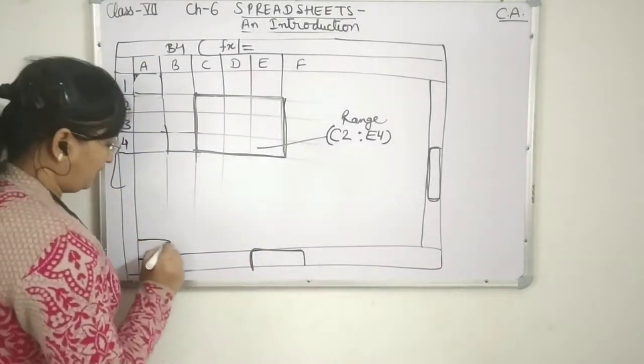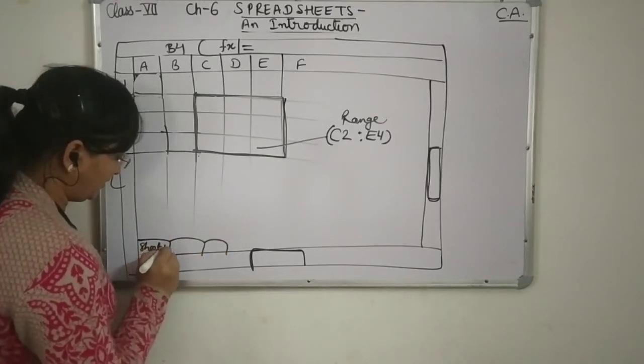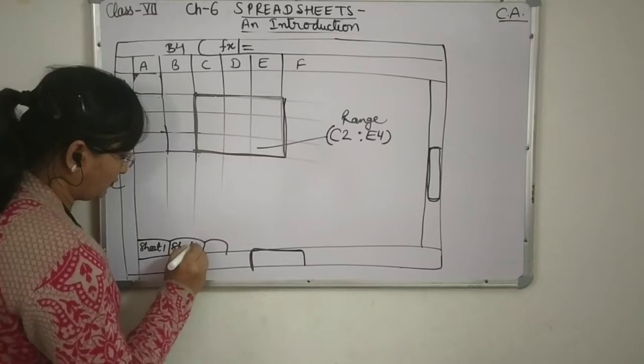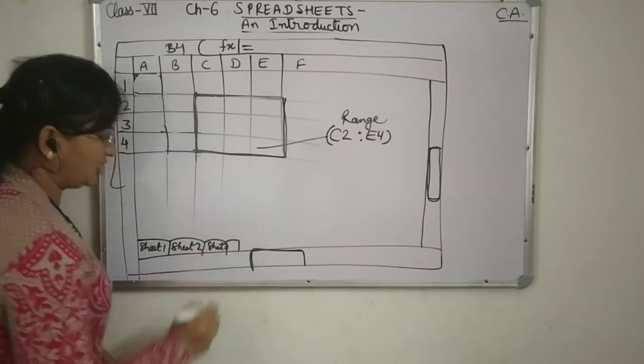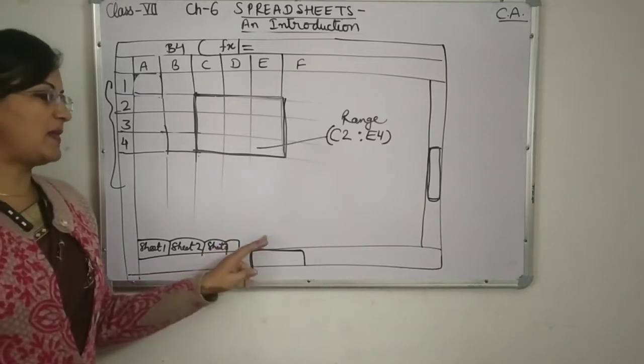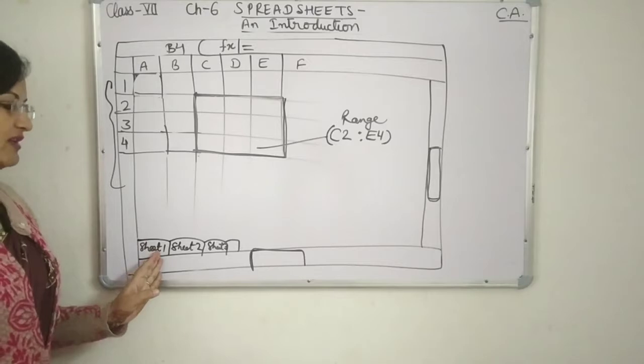In the beginning, when you open this, here you will be able to see Sheet 1, Sheet 2, Sheet 3, and there will be a new sheet button. When you click on it, new sheets will automatically be generated. If you want to rename these sheets, you can rename them.